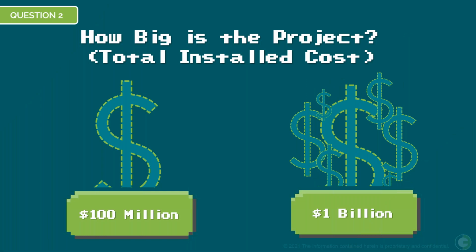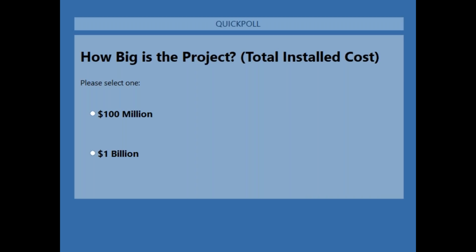So we're the owner. Now we get to choose. We're looking at this as an AWP implementation. Our second poll question for you is, let's pick a path. Are we going to run a project that's $100 million, or are we going to look at a project that's $1 billion?